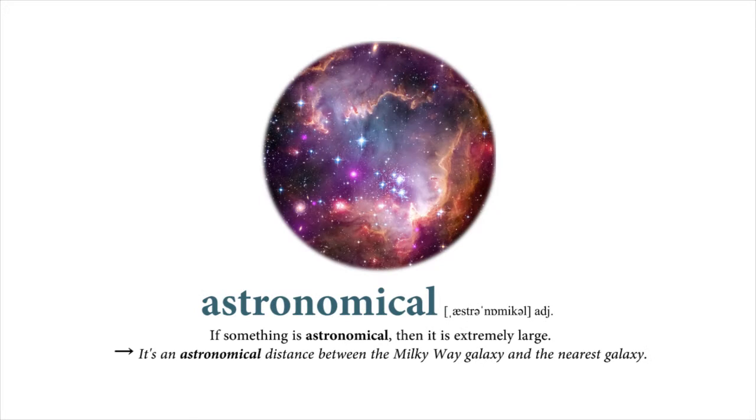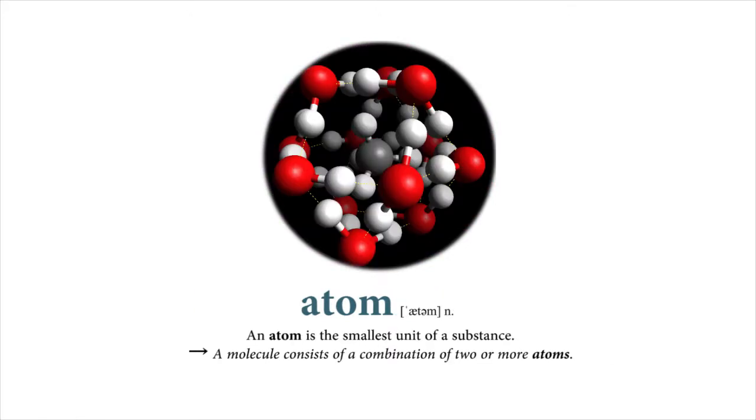If something is astronomical, then it is extremely large. It's an astronomical distance between the Milky Way galaxy and the nearest galaxy. Atom. An atom is the smallest unit of a substance. A molecule consists of a combination of two or more atoms.